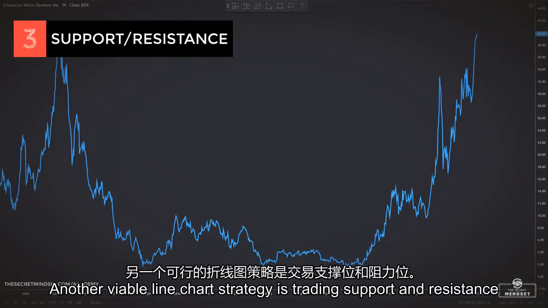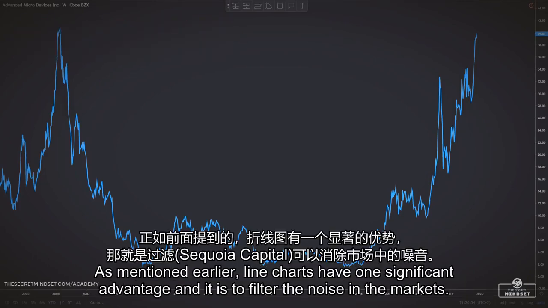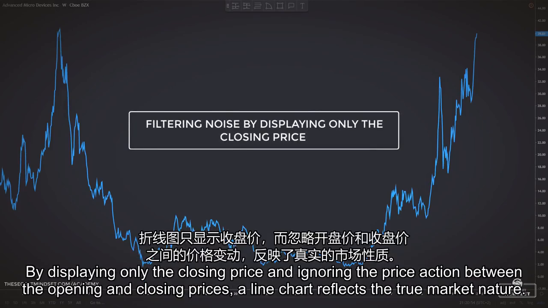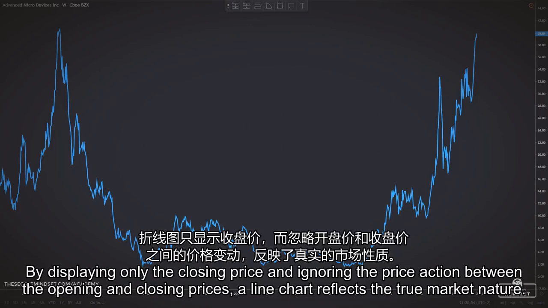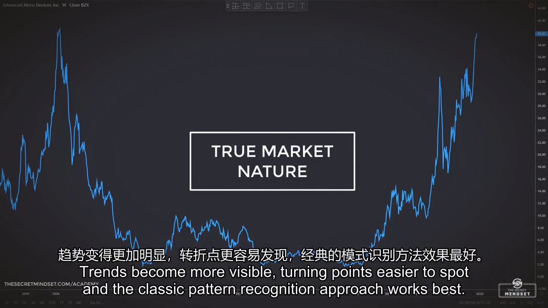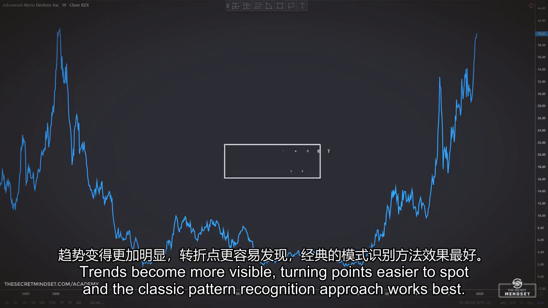Another viable line chart strategy is trading support and resistance. As mentioned earlier, line charts have one significant advantage, and it is to filter the noise in the market. By displaying only the closing price and ignoring the price action between the opening and the closing prices, a line chart reflects the true market nature. Trends become more visible, turning points easier to spot, and the classic pattern recognition approach works best.